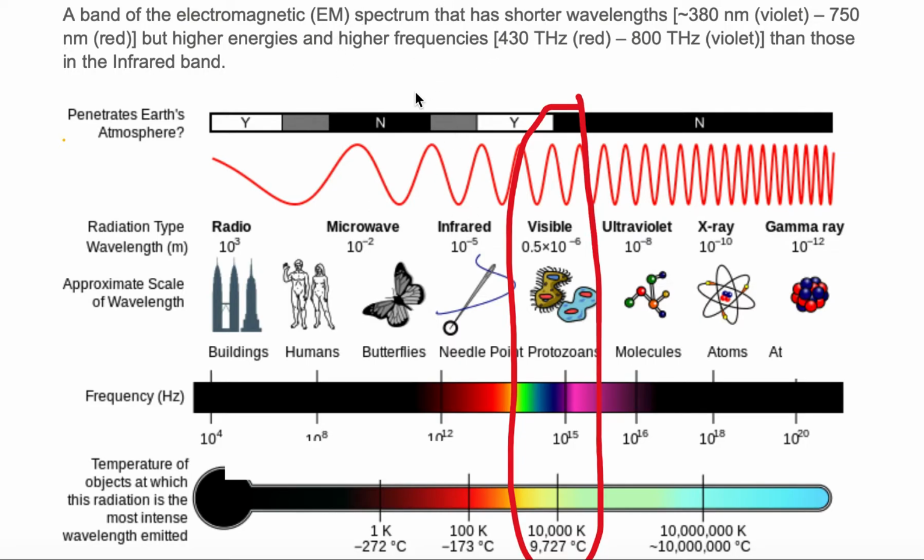If we look in terms of frequency, we can see that the numbers are going up. We have a higher frequency, and we're in the tera, or 10 to the 12th hertz, region of the frequency band. We're in a much higher band than that in the infrared. Therefore, the energy is much higher as well.